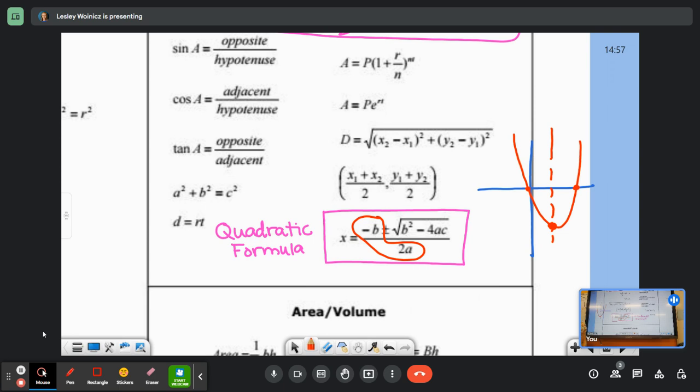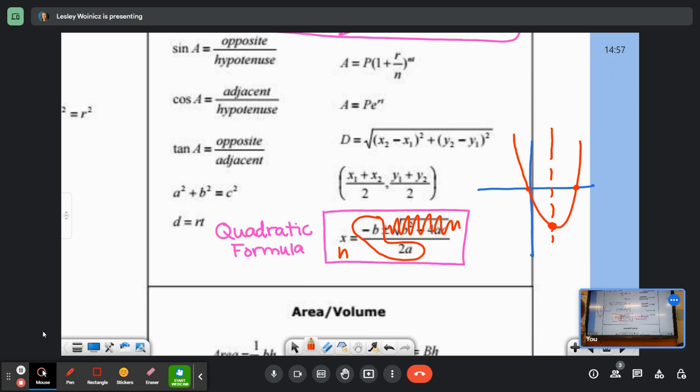But are we solving quadratics right now? No. So we're not going to use this square root part until Unit 6 after we come back from break. What we're going to use is this little negative b over 2a that identifies the x coordinate, which is the h of our vertex. Okay, so that's what we're going to use.